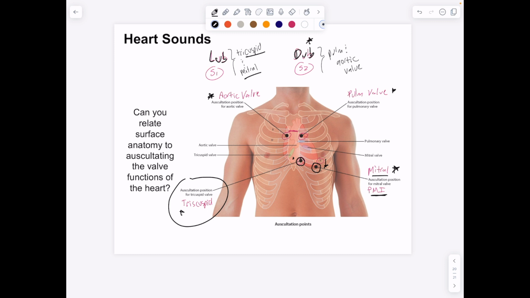All right, then the dub, S2, when you auscultate, when you listen, is the pulmonary valve and aortic valve closing. For the aortic valve, you're going to be just to the right of the sternum, and then the pulmonary valve slightly to the left of the sternal angle.